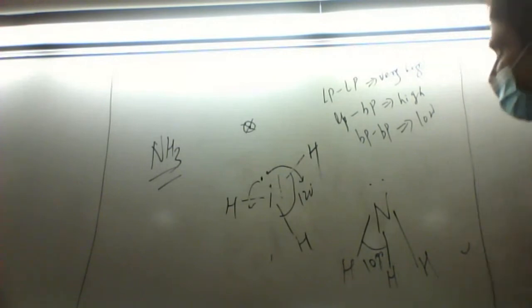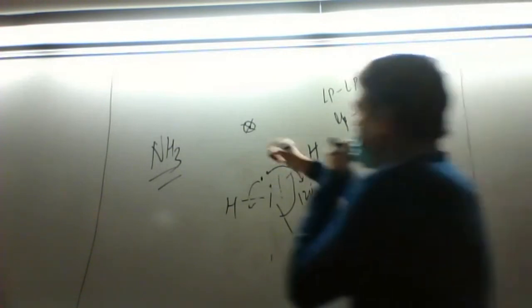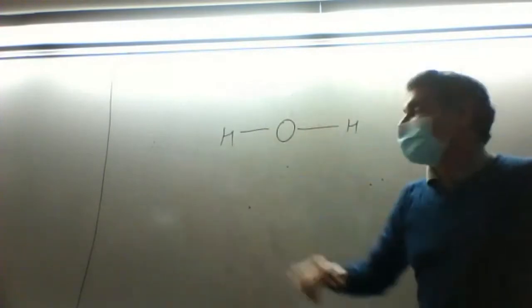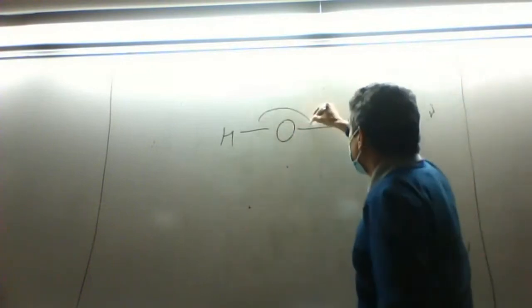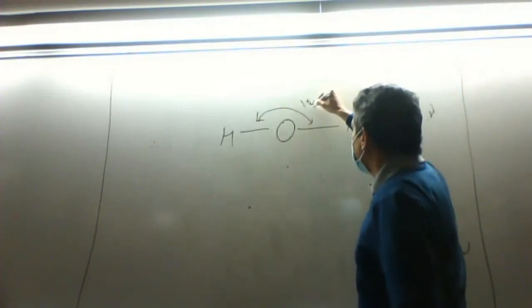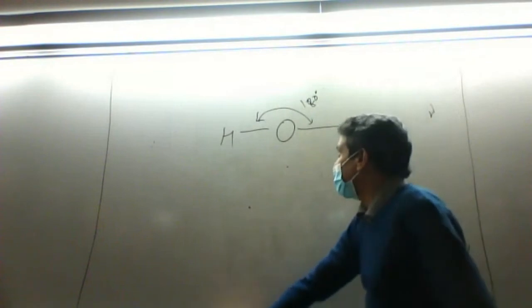Now that's NH3. The water molecule I already talked about, right? Did I talk about the water? I already talked about the water. Water, you think like this. So oxygen, hydrogen, you think something like this, right? So you may think that okay, the bond angle between this one and this one is 180 degrees. It's a linear angle, but it's not like that.